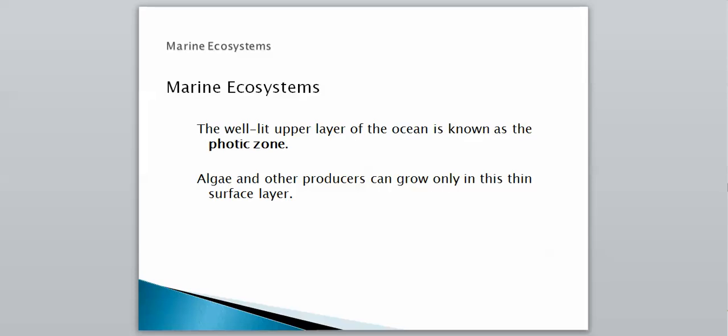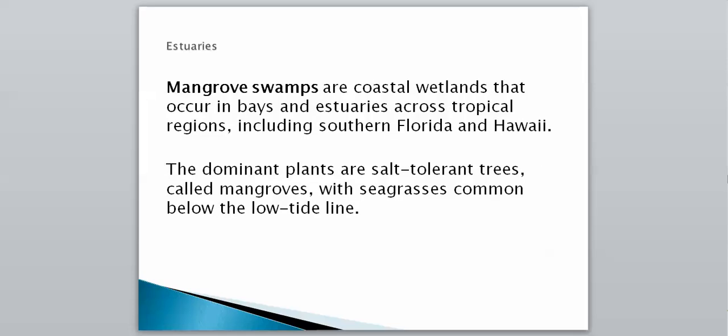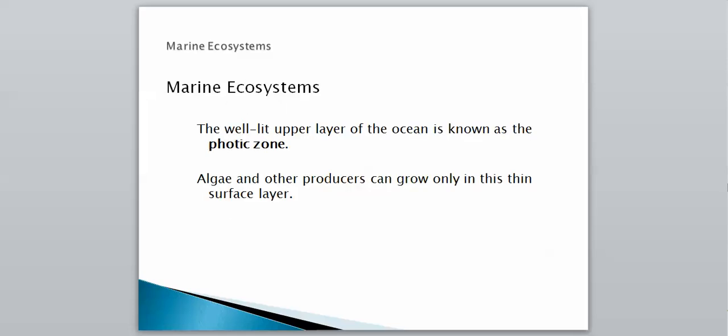Marine is going to be strictly ocean and salt water, and the ones that we just talked about, the mangrove swamps, salt marshes, and estuaries, are a mixture between fresh and salt, whereas now this is strictly salt. The first important word you're going to need to know is the photic zone. Remember, photic sounds like photosynthesis, so photic has to do with light. This is the well-lit upper layer of the ocean. Algae and other producers can grow only in this thin surface layer. Algae can't really grow much farther down than this.